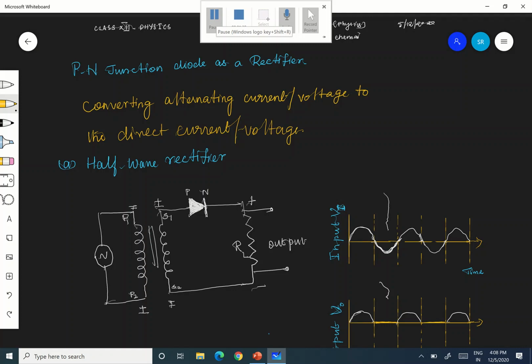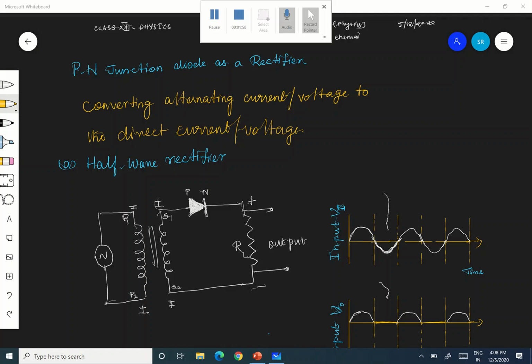Okay, therefore this is now how it works, we are going to see. So listen, first there are two types of rectifiers. One is what is called a half wave rectifier and another one is what is called a full wave rectifier. Okay, so what are they?